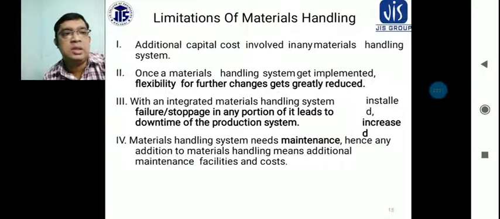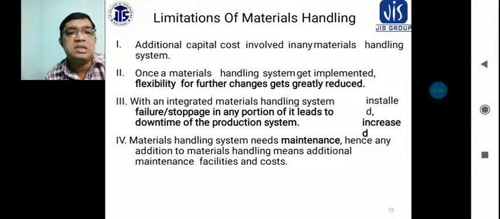Another thing you can see is that once a materials handling system is implemented, flexibility for further change is greatly reduced, which is also a limitation. And with an integrated materials handling system, a failure or stoppage in any portion of it leads to downtime of the production system, and this will also be considered during the limitations of materials handling procedures.